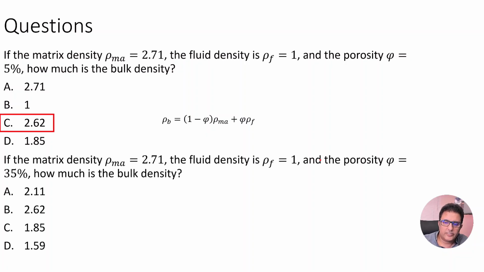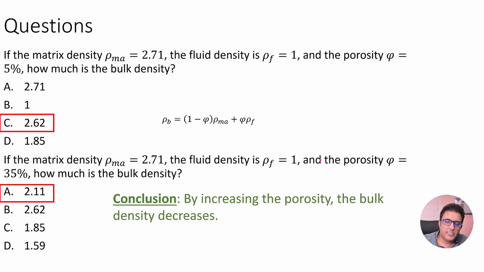Now just change this question a little bit. Use the same values of 2.71 for matrix density and 1 for the fluid density, but here assume that the porosity is 35%. So how much is the bulk density in this case? In this case, the bulk density is 2.11. As you see here, by increasing the porosity, the bulk density decreases. So the bulk density is a function of the porosity. And that's the reason we can use the bulk density to estimate the porosity of the formation.